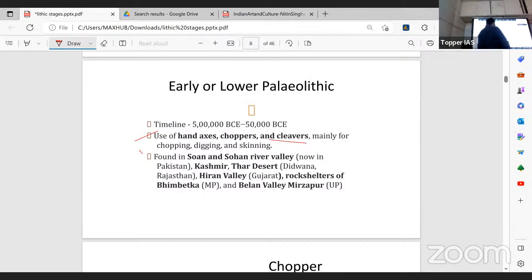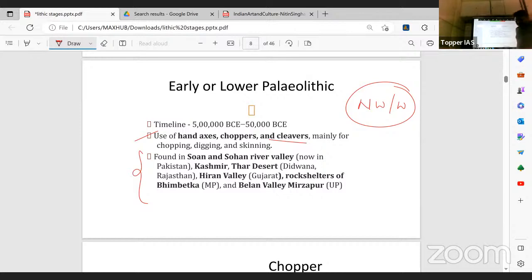Now the geographical area: Sohan Valley, which is now in Pakistan, Kashmir, and the Thar Desert. These are in the northwest and western part of India. Thar Desert means Rajasthan. Then Hiran Valley in Gujarat, the rock shelters of Bhimbetka in Madhya Pradesh, and Belan Valley in Uttar Pradesh.